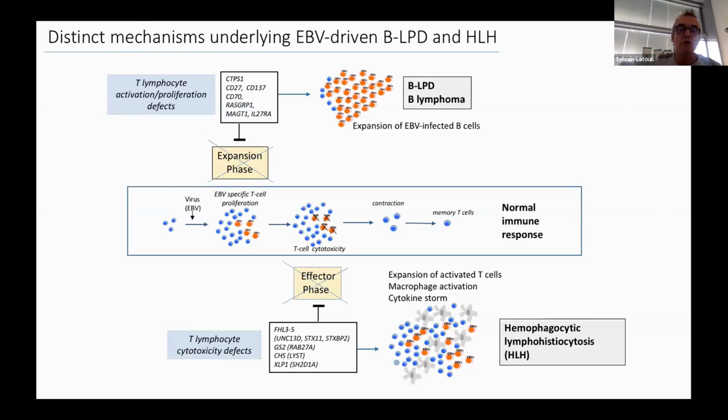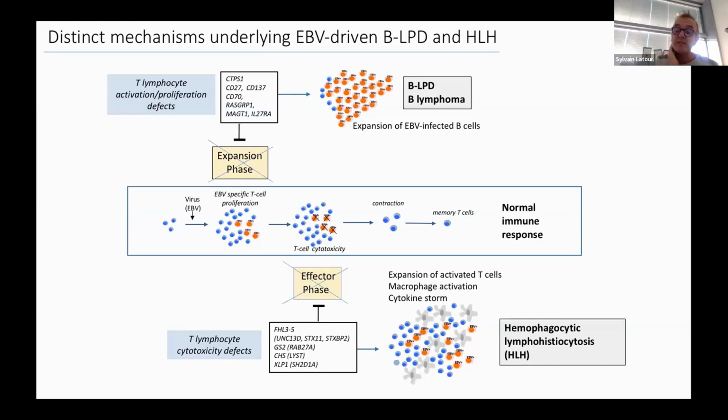And in a normal response, there is expansion of EBV-specific T cells that allows elimination of the EBV-infected B cells, and then there is contraction of this immune response and occurrence of memory T cells. This is the normal immune response.